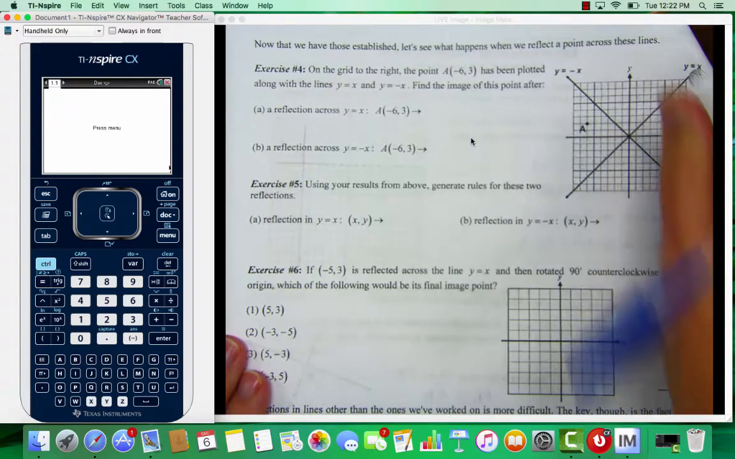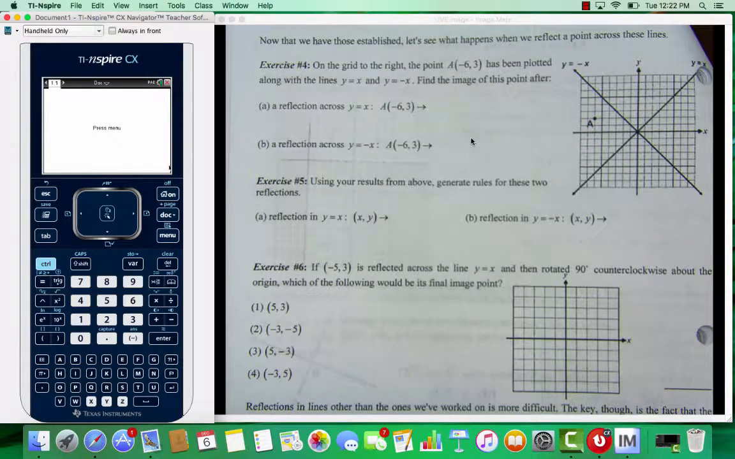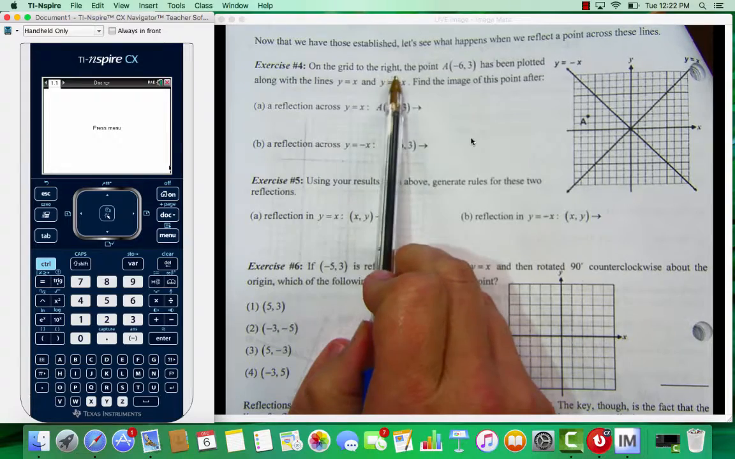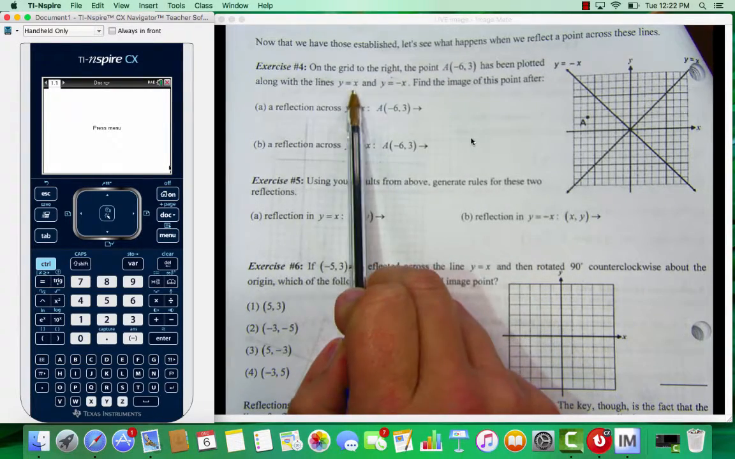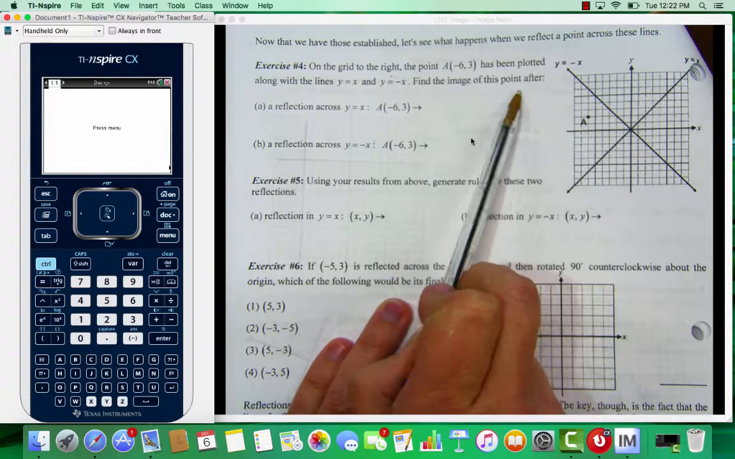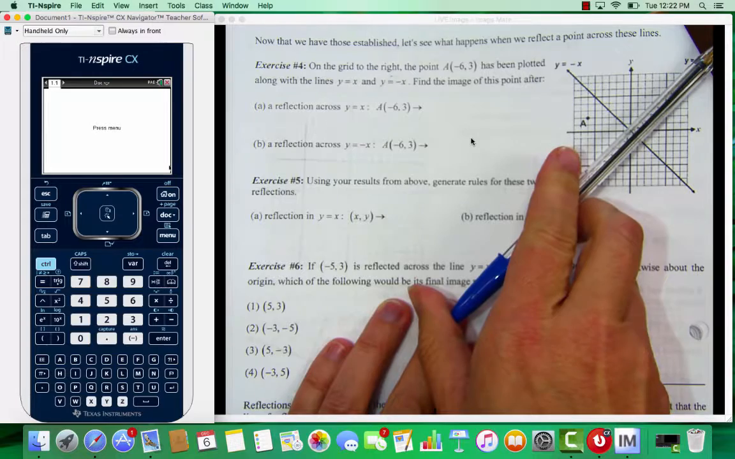All right, so on the back, now that we know where those lines are, let's actually do a reflection over them. And again, we did look at this earlier this year, but some people had a hard time with it, so we're going to revisit it again. So on the grid to the right, point A has been plotted along with y equals x, y equals negative x. Find the image of this point after a reflection over y equals x. So that's this line right here.